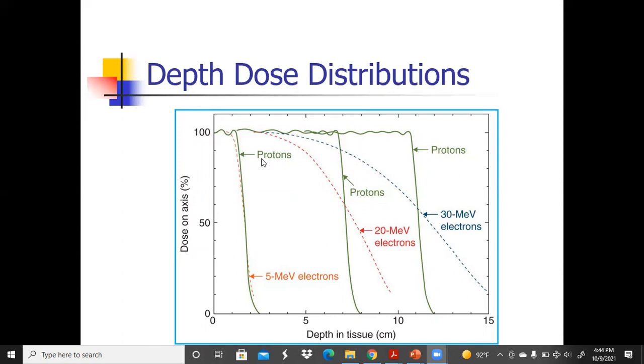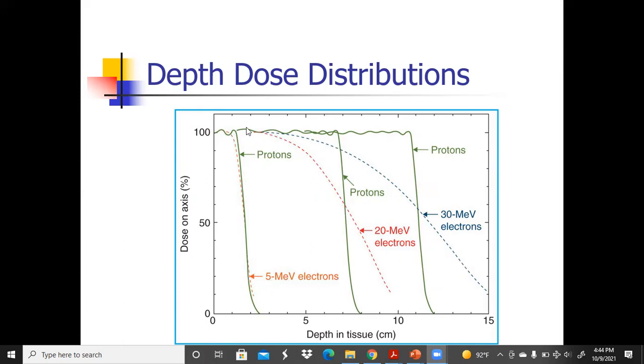So you can see the same types of things here with the depth in the tissue. You've got 5 MeV electrons, 20 MeV electrons, 30. I don't know who produces 30 MeV electrons, but there you go. And then you can see the dose along the central axis here due to protons, which are in green. The 5 MeV electrons are in the dashed lines here.